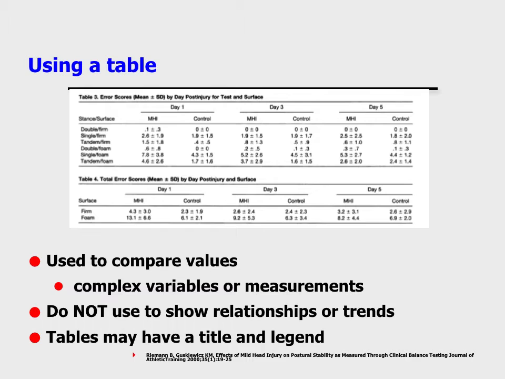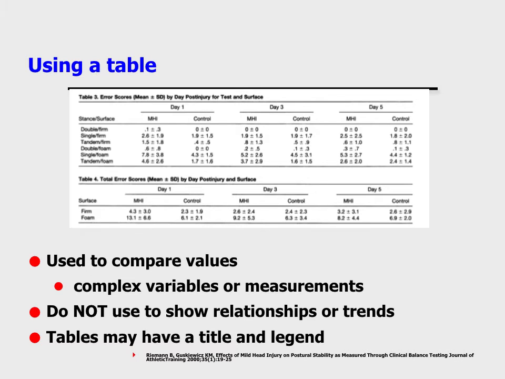And tables also may have a title or a legend as well, but they don't often. They have a title here. This is the title here. Error scores mean plus or minus SD by day post-injury for test and surface. And then, of course, total error scores here. The legend is not often seen. You may see a legend on the bottom of a table, which indicates if there's an asterisk, that's where they saw significant differences. That's a possibility. Or there may be acronyms that are then defined under that.